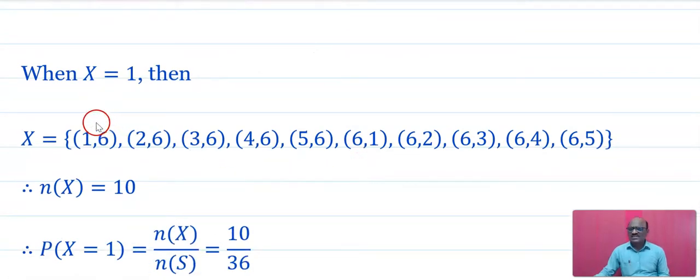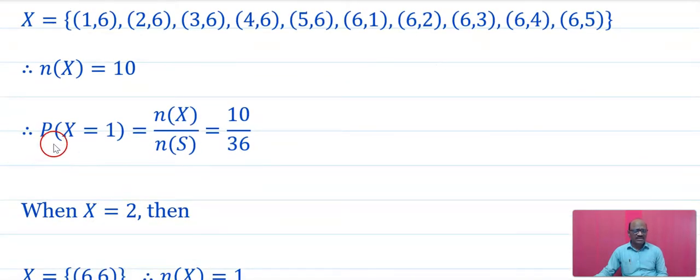When one 6 is there, that is capital X is equal to 1, X is equal to, in brackets, 1 6, 2 6, 3 6, 4 6, 5 6, 6 6, 6 1, 6 2, 6 3, 6 4, 6 5. n of X is equal to 10. Therefore, when capital X is 1, P of X is equal to n of X upon n of S. That is, the total is 10 upon 36.